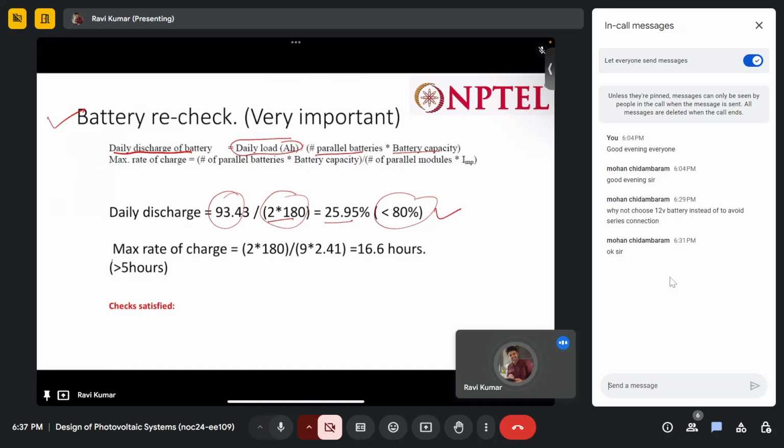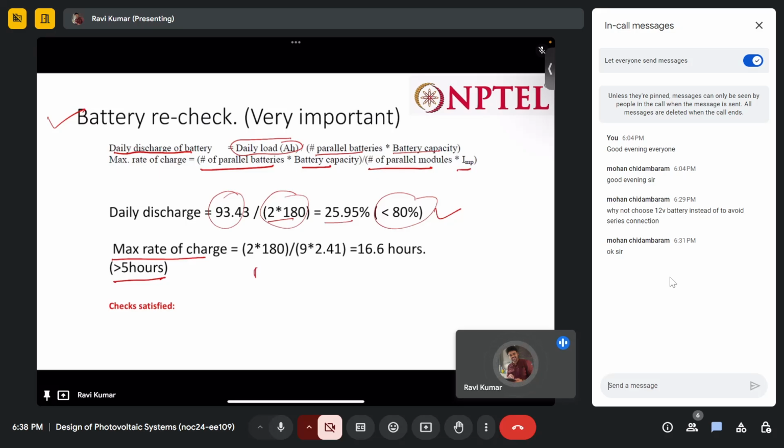Also the maximum rate of charge, meaning how many hours it will take to charge. It should be more than 5 hours, because if it is less than 5 hours, what will happen? Our battery will become overcharged. So for this we have the number of batteries in parallel times battery capacity, divided by the number of modules in parallel, divided by current.